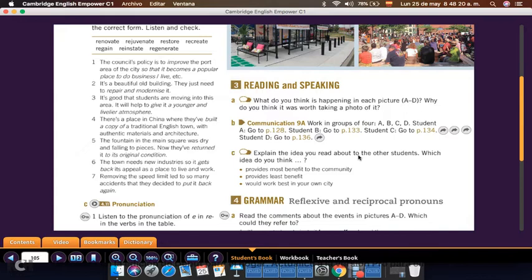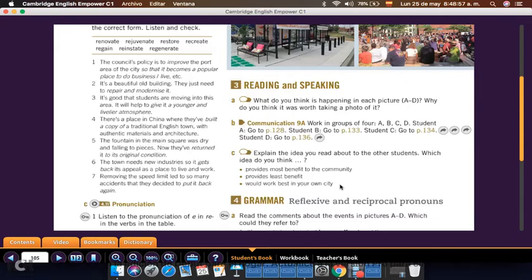and then explain the idea you read about to other students, which idea you think provides most benefit to the community, provides least benefit, and will work best in your own city. Well, in this case, I would suggest that you read all four of them and then tell me which one you think is the best, okay? Which one will provide most benefit, least benefit, and would work best in your city. You're going to choose from the ones, so you can tell me, well, in this case this is A, in this case it would be B, in this case I believe it's C.